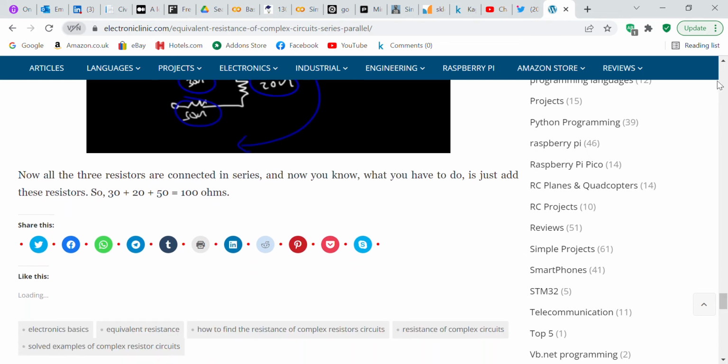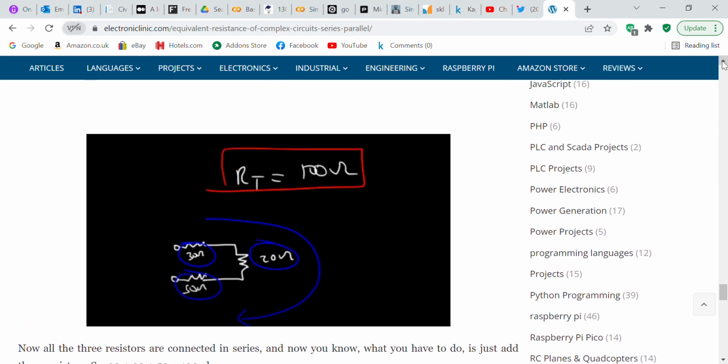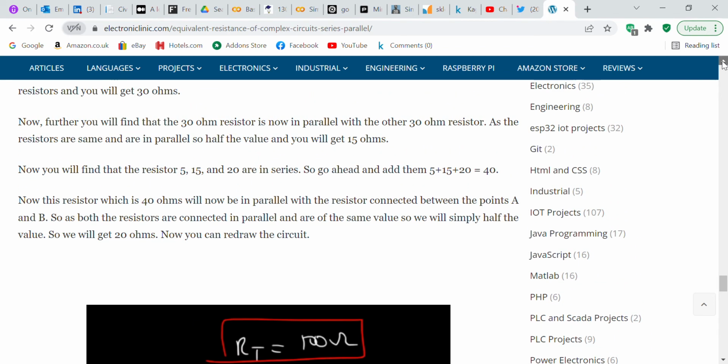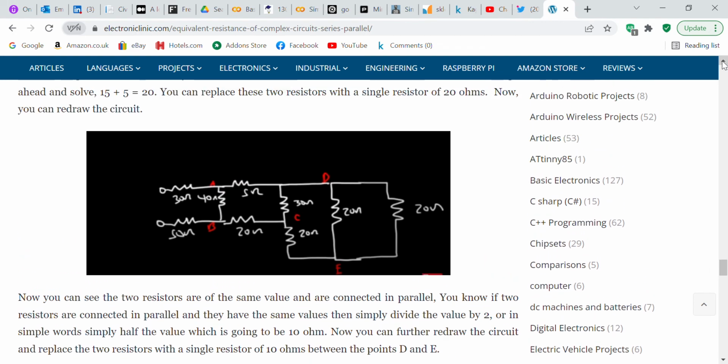And they're saying that the last one that I didn't go over had a total resistance of 100 ohms for 30, 20, and 50. And so this entire circuit here has a total resistance of 100 ohms. So that's just something to look into.